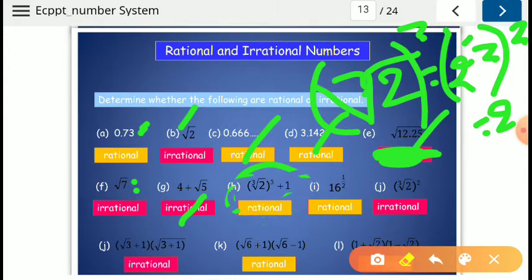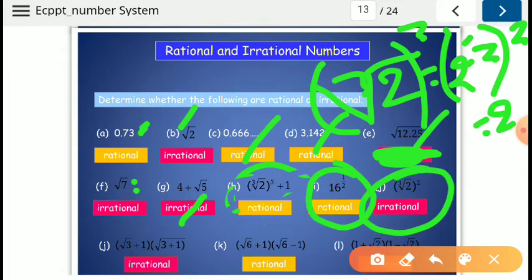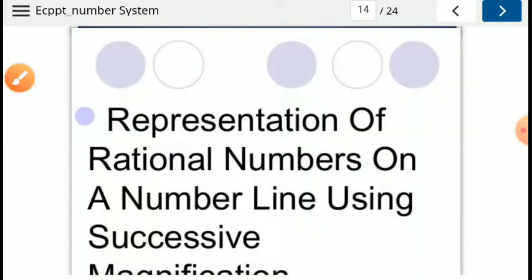Next, 16 to the power of 1 by 2 means the square root of 16, which is 4. So this is a rational number. Like this you can verify it.